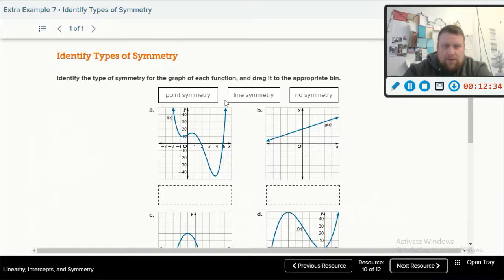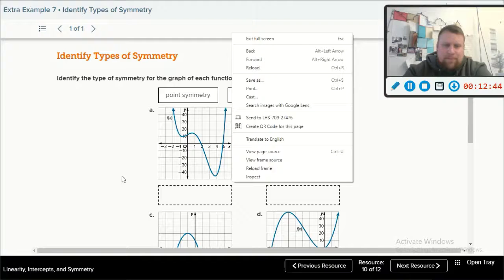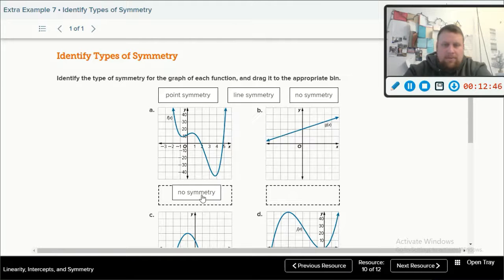All right, there's going to be point symmetry, line symmetry, or no symmetry. Looking at A, is there anything I can do, any point I can rotate, any line I can draw that would cut this in half? I say no. How about this one right here? Well, what if I put a point right here? Couldn't I rotate this 180 degrees and all of a sudden it would be down there? Absolutely. That's point symmetry.